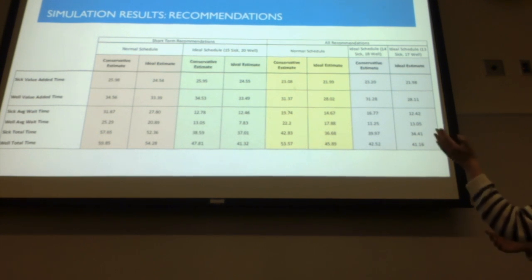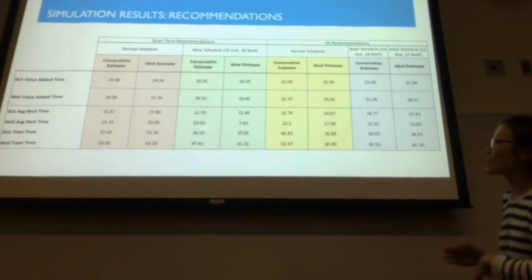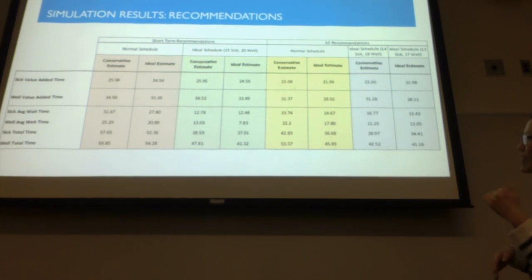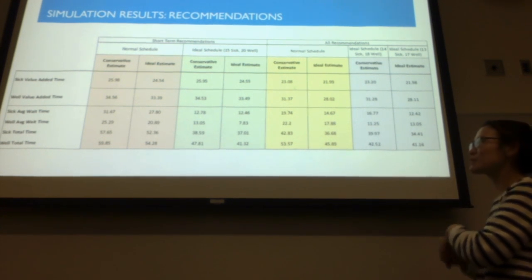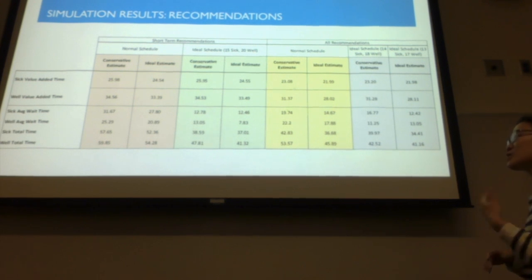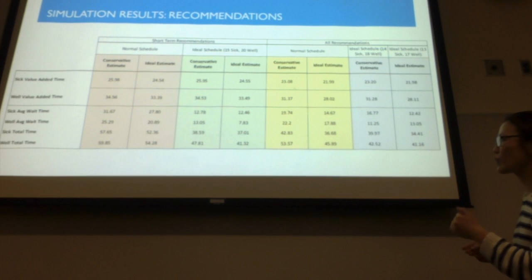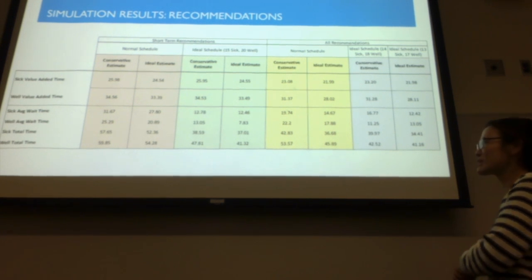For the ideal estimate, the sick value added time decreases a little, as well as the well value added time. That little decrease does cause the sick average wait time to decrease by a bit to 27.8 minutes, and the well average wait time to decrease to 28.89 minutes.